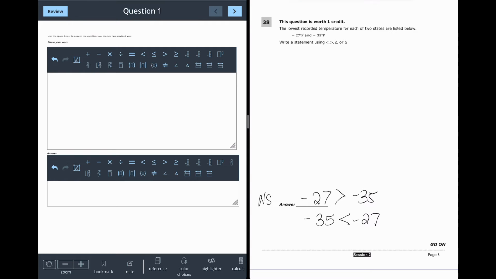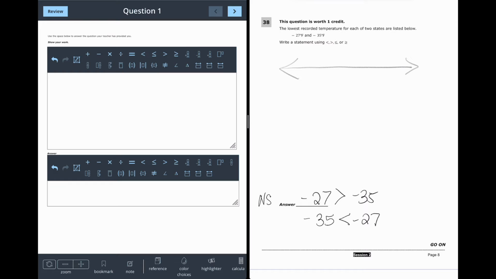Let's look at number 38, and there are two ways you can have this answer. Either negative 27 is greater than negative 35, or negative 35 is less than negative 27. So check and see if you have those answers. If you have it right, just go to the next section. If not, stay here. So what I'm going to do is I'm going to draw a number line.